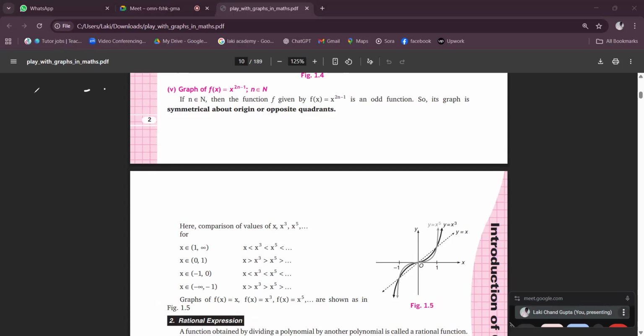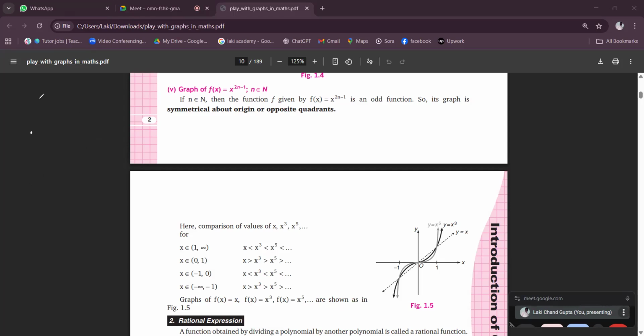Now write one more graph. y is equal to mod x. It always looks like this. Note this also. This is called modulus graph. Noted?